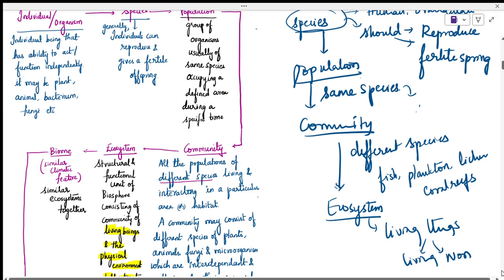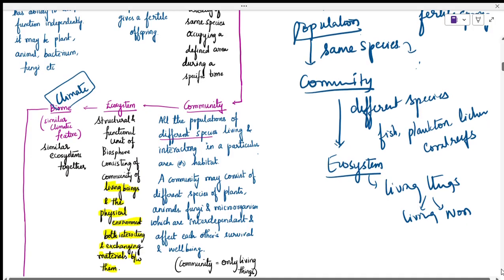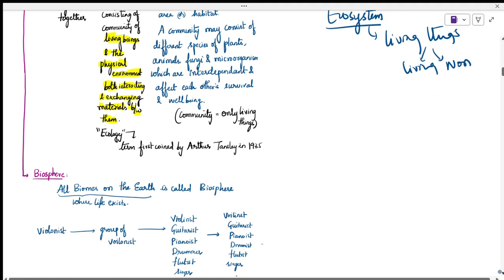Then we have biome. Biome, just remember the word climate. For example, camels living in desert. So for camel, desert is a biome. Then we have biosphere, where all biomes on the earth is called biosphere. So wherever the life exists on the earth, that place is called biosphere.